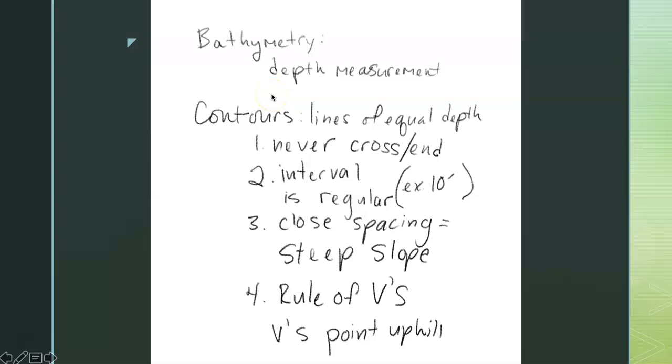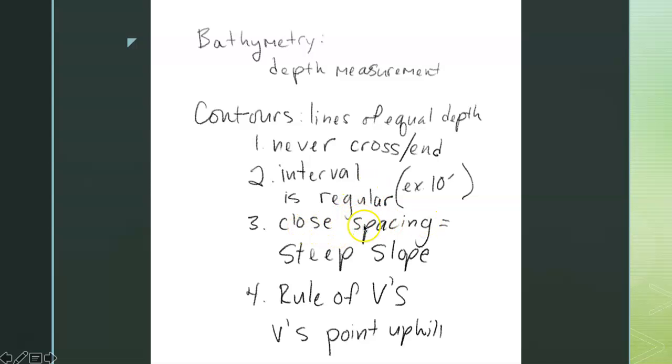Bathymetry, you might remember from the other slideshow, is the measurement of depth. Bathy means depth. Metry means to measure. Contours, those red painted lines, they represent equal depth. And the funny thing about these lines is they're not allowed to cross each other. They have to be regularly laid out. So I know that every single one is 10 feet deeper. You can't go 10, 10, 10, 30, for example.